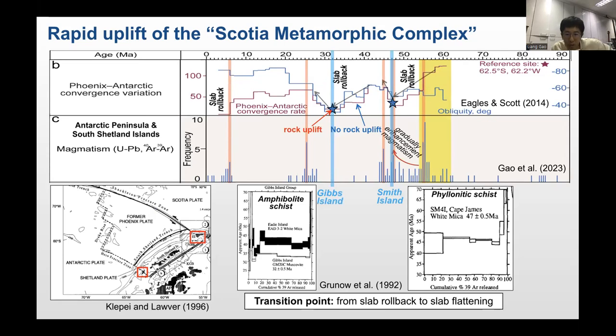The Gibbs Island, also the Smith Island at Cape James, also occurred at the transition point between the slab rollback and the resume of the subduction. This is very interesting.